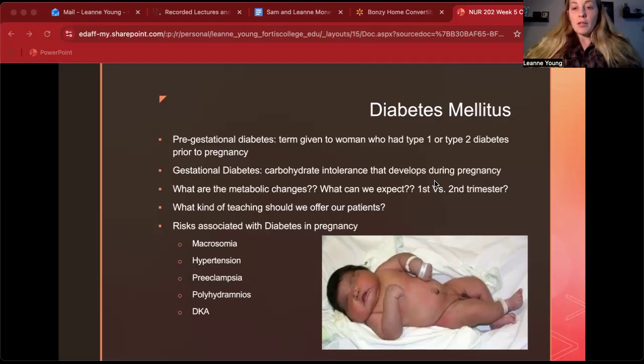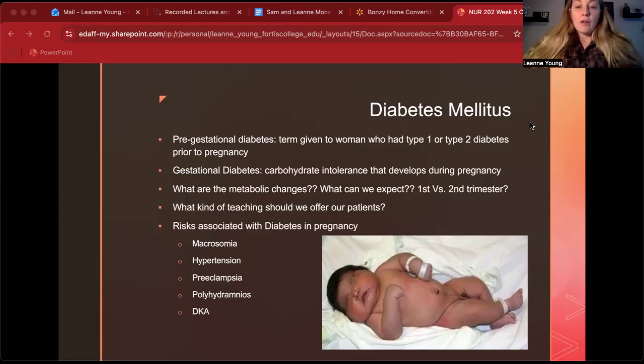The metabolic changes that happen during pregnancy. So during a normal pregnancy, adjustments in the maternal metabolism allow for adequate nutrition for both mom and the developing fetus. Glucose is transported across the placenta, which means the glucose levels in the fetus are directly proportional to maternal levels. So whatever your blood sugar would be, your baby's blood sugar is going to be very similar to that.